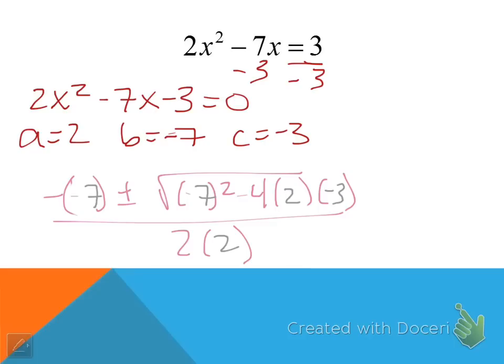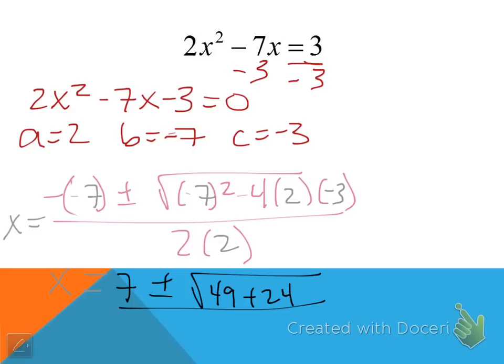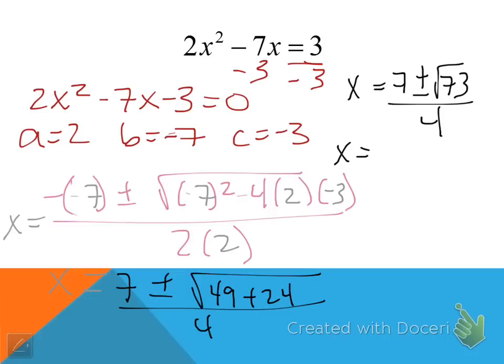Okay, so 2 negatives make a positive in this front, so it's going to be x equals, I'm going to change colors so you can see it, positive 7 plus or minus, negative 7 squared is 49, and then we got our negative 4 times 2, which is negative 8, times negative 3, which is 24, and then we got our 2 times 2 on the bottom, which is 4. So we got x equals 7 plus or minus, we got 49 plus 24, which is 73, all over 4. Okay, so we're going to rewrite it in our 2 steps. So 7 plus the square root of 73 over 4, and x equals 7 minus the square root of 73 over 4.